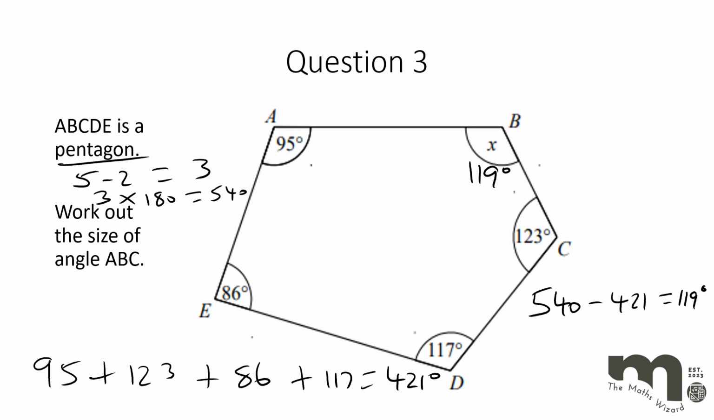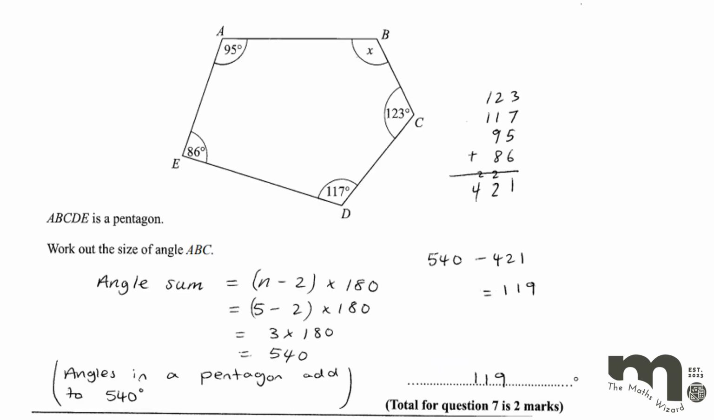You'll notice the angle notation here. The middle letter is always the angle it's referring to. So it's A, B, C. If we were asked to do this one here, it would be B, C, D, and this one would be C, D, E, and so on. But our final answer for this one is 119 degrees. There you can see a fully worked solution to that one there.